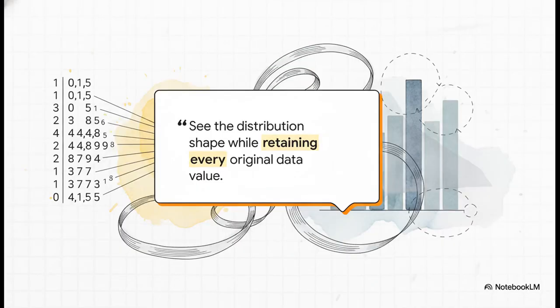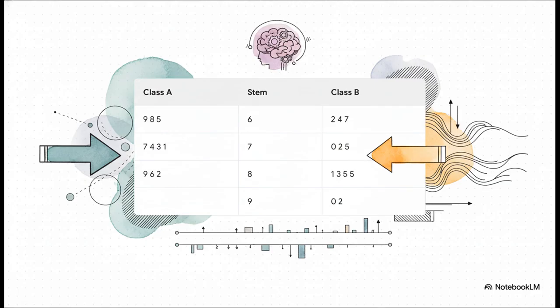And here is the absolute most important thing to remember about this method. While other tools, like a histogram, will group your data and make you lose the original numbers, the stem and leaf plot is different. You can look at this plot and perfectly reconstruct all of your raw data. Absolutely zero information gets lost. You can even get fancy and use it for some powerful comparisons.